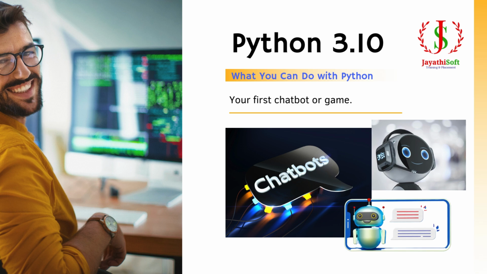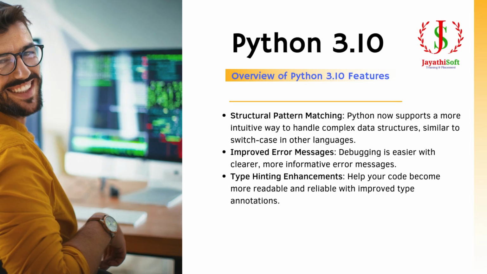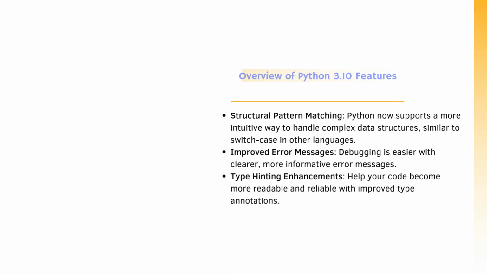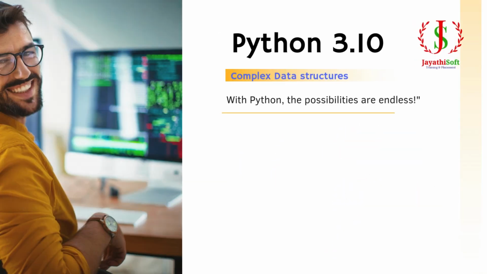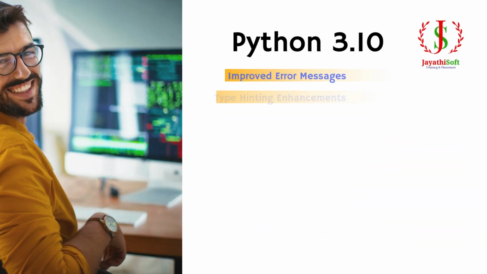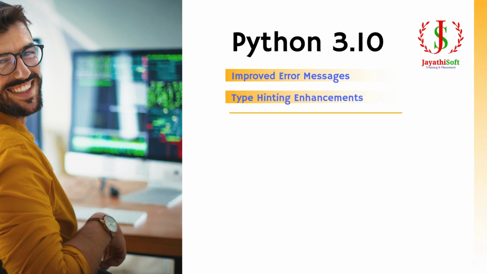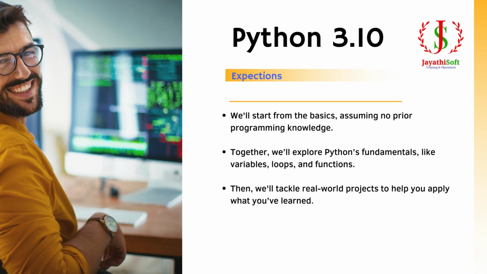Python 3.10 is an exciting release, introducing features that make your programming journey smoother and more powerful. Some of the highlights include structural pattern matching. Python now supports a more intuitive way to handle complex data structures similar to switch case in other languages. Improved error messages. Debugging is easier with clearer, more informative error messages. Type hinting enhancements help your code become more readable and reliable with improved type annotations. Throughout this course, you'll experience how these features make Python programming even more enjoyable.